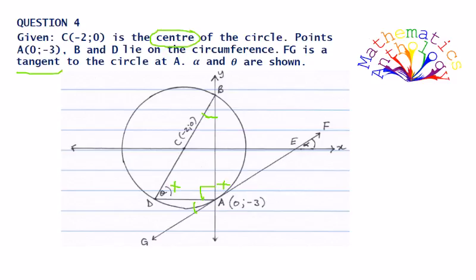There's also another tan chord theorem that I've identified. It's angle FAB, which is equal to angle D, because the tangent is FG and the chord there is AB. That chord makes angle D at the circumference, so that's your tan chord theorem there.